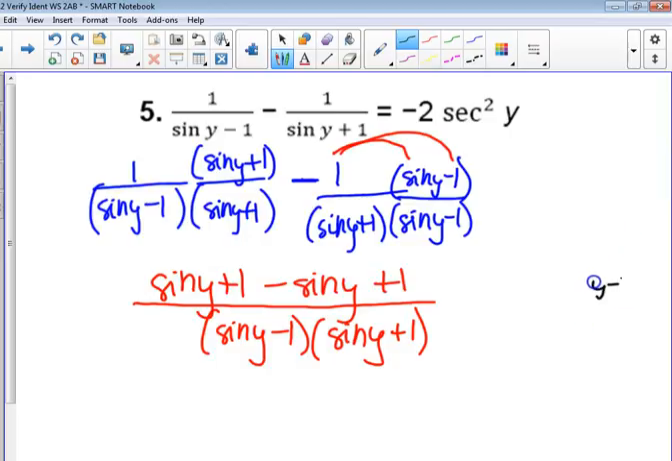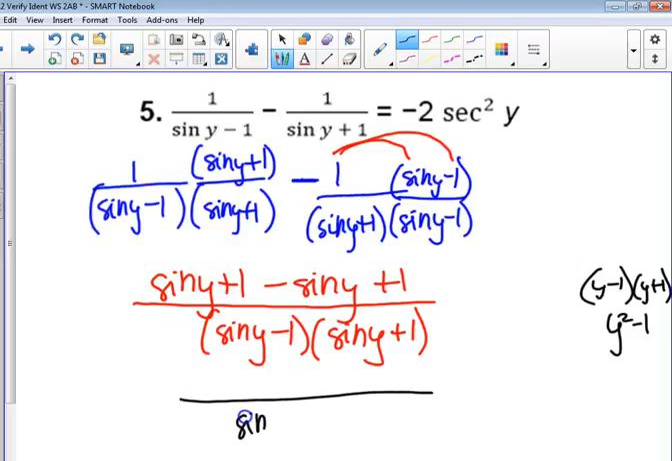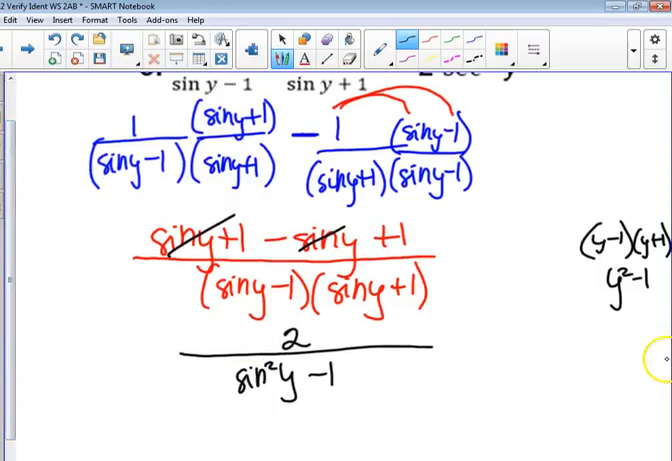If we had a y minus 1 times a y plus 1, we'd get a y squared minus 1 when we FOILed it all together, right? So this is going to end up with a sine squared y minus 1 in the denominator. What happens up top? Sine minus sine is 0. 1 plus 1 is 2. Okay. Then I need an identity for sine squared minus 1. But what I know right now is this.